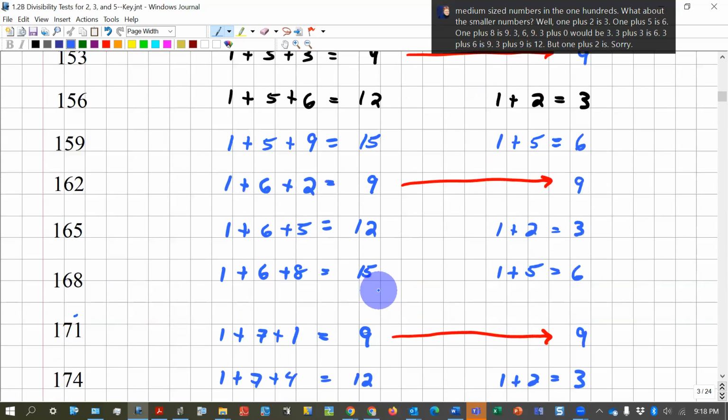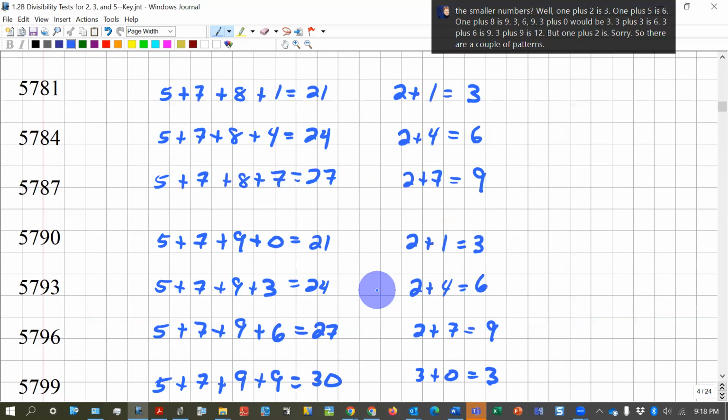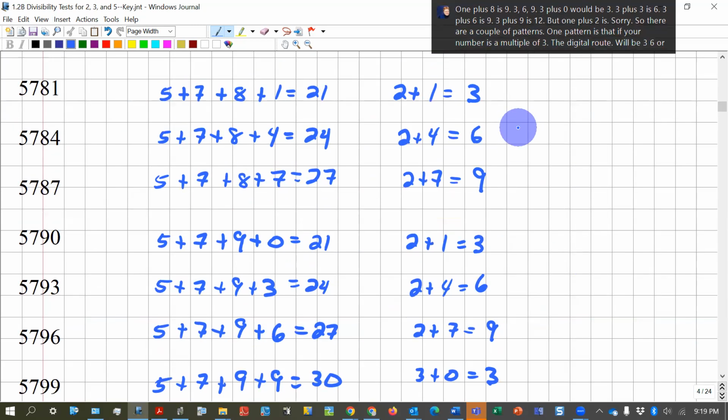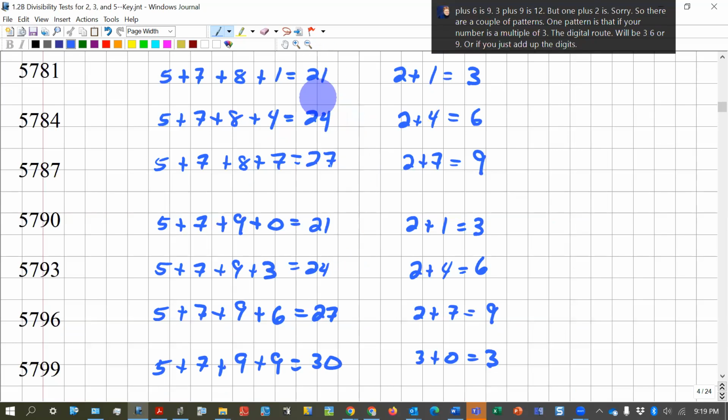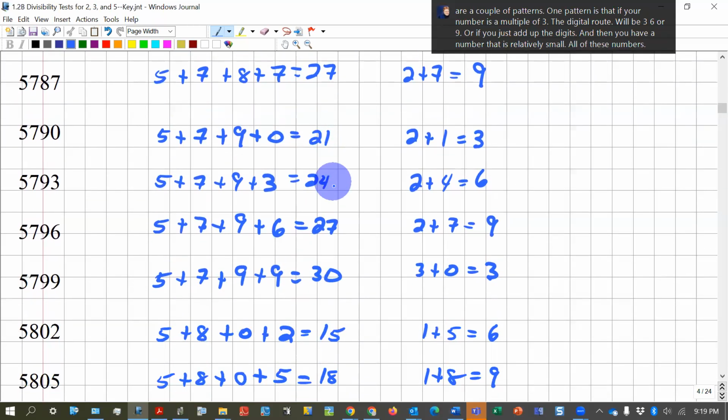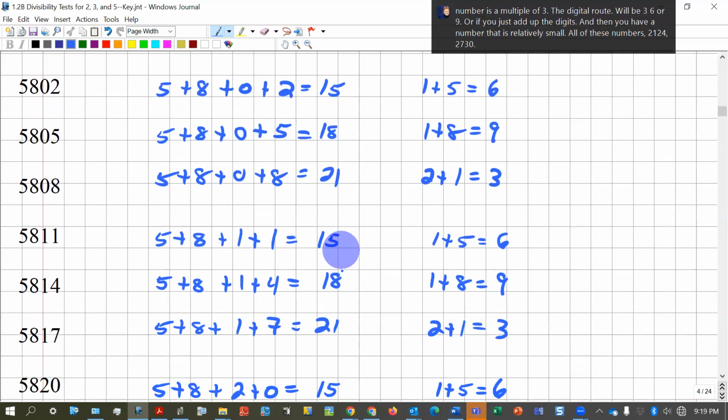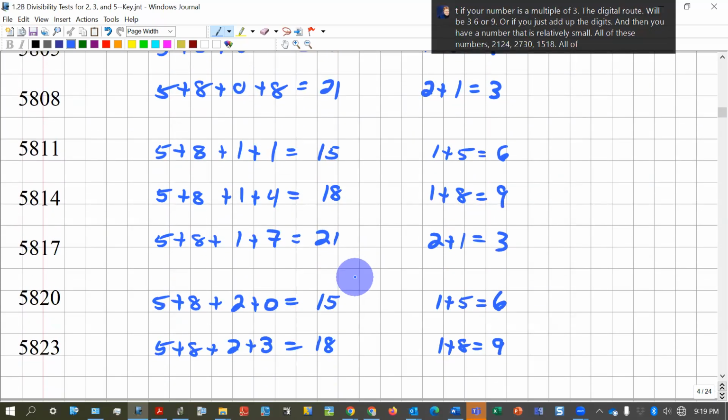So there are a couple of patterns. One pattern is that if your number is a multiple of 3, the digital root will be 3, 6, or 9. Or if you just add up the digits and then you have a number that is relatively small, all of these numbers, 21, 24, 27, 30, 15, 18, all of those numbers themselves are multiples of 3.